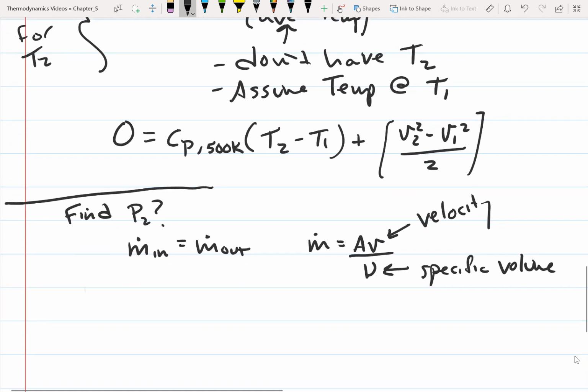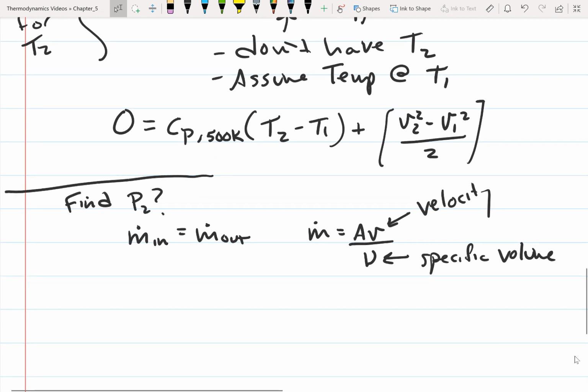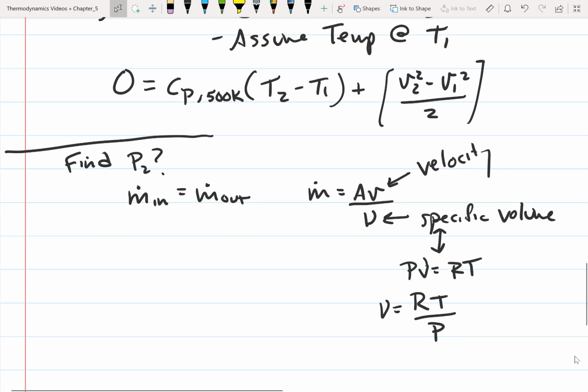So what we can do is, since we assumed ideal gas, we can get the specific volume from the ideal gas law. So we just know that PV is equal to RT. And so then the specific volume is equal to RT over P. And then what we can do is just replace this in this equation.